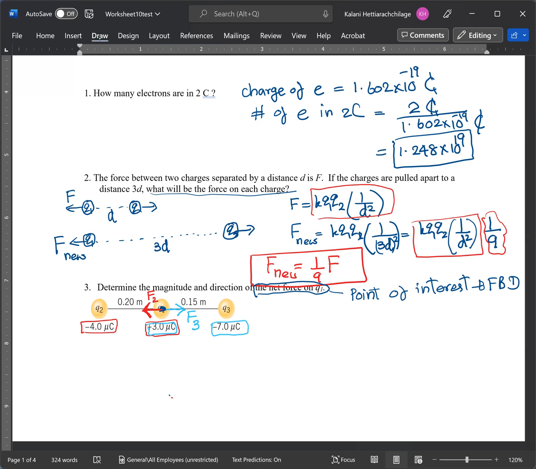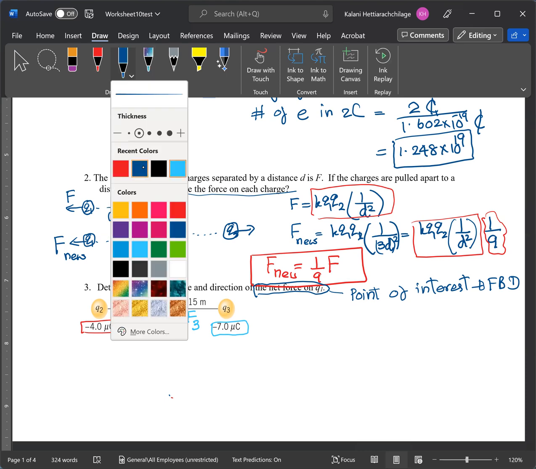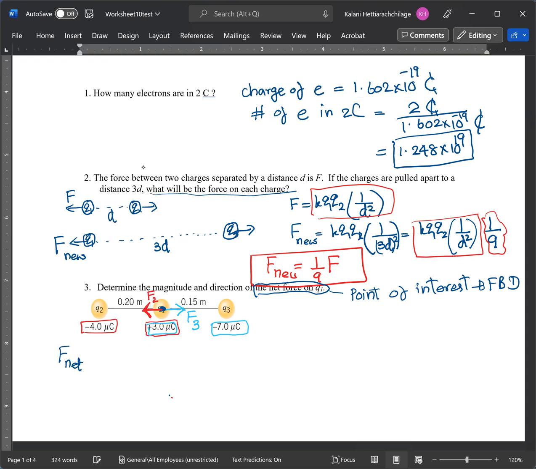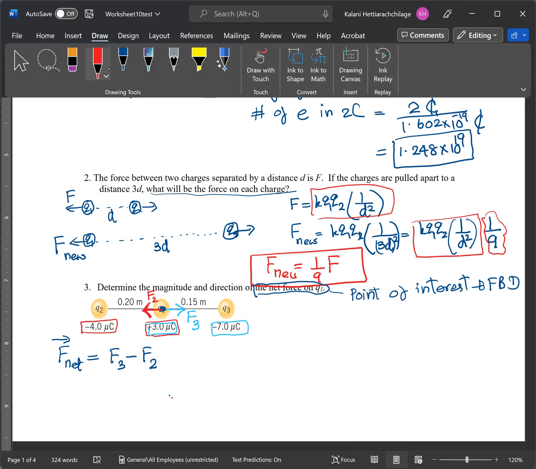So now if I need to find the net force, that's what the question is asking. So net force to the right direction will be equal to F3 to the right, F2 is to the left. If I can calculate this difference, that will be the net force. Okay, so now I need to do the calculation for F2 and F3, right? So let's calculate this by using Coulomb's law.